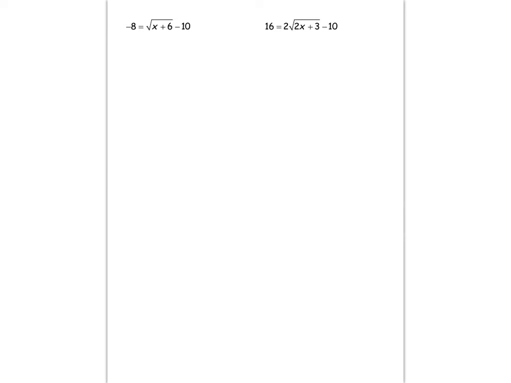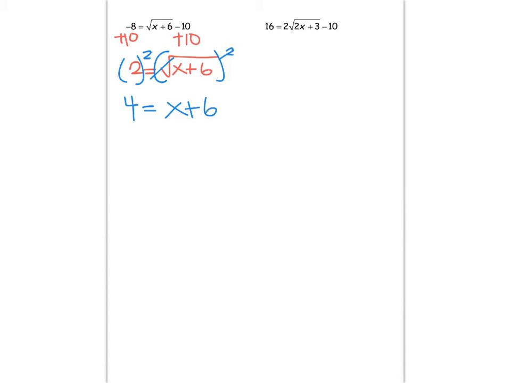Okay, neither of these are dramatically different. Just remember that you want the square root by itself. So in this first problem, we begin by adding 10. So 2 equals the square root of x plus 6. And now that the square root is alone, we'll square to get rid of it. So 4 equals x plus 6. And we subtract 6, so we get negative 2 equals x.